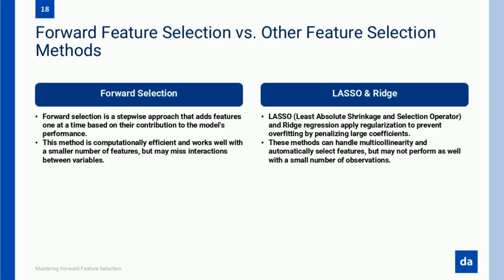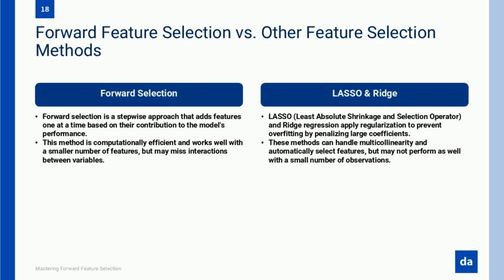Then there's ridge regression, which is similar to LASSO but never fully removes features. Instead, it shrinks the coefficients of less important features closer to zero, rather than eliminating them completely. This helps in cases where features are correlated, something that forward selection and LASSO struggle with. Ridge is great for preventing overfitting, but it doesn't actually select features, so if your goal is to reduce dimensionality, it won't help as much.